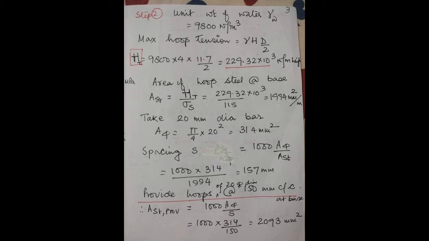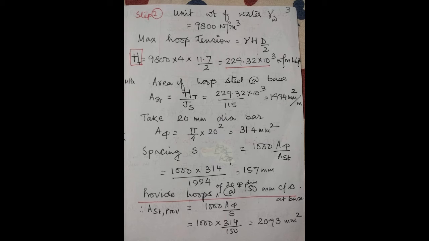Now let us take a 20 millimeter diameter bar. So the area of one bar is equal to pi by 4 into 20 square, that is 314 millimeter square. So spacing we can find out: 1000 into Fi by AST. These are all the standard steps for the RCC design. So 1000 into 314, and total AST was 1994. So if you put it, it comes out to be 157 millimeter.